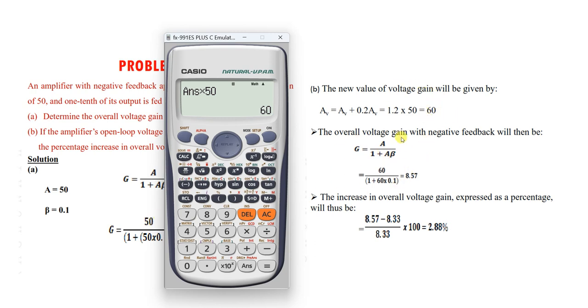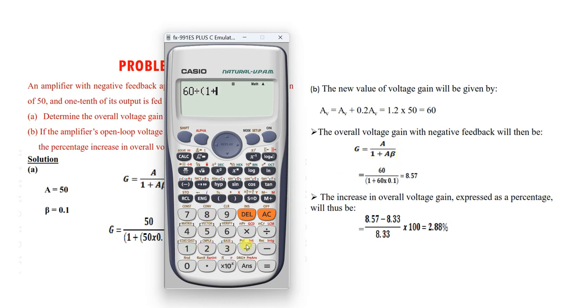So you have to find out, if the gain is increased by 20%, that means A V becomes 60, then what is the value of the gain? Beta is the same. So now, instead of 50, take A V as 60 divided by an open bracket. If plus is there in the denominator, you have to write the whole bracket here.